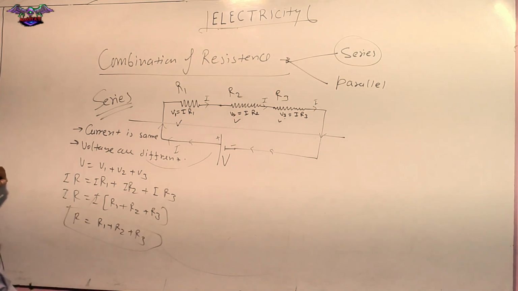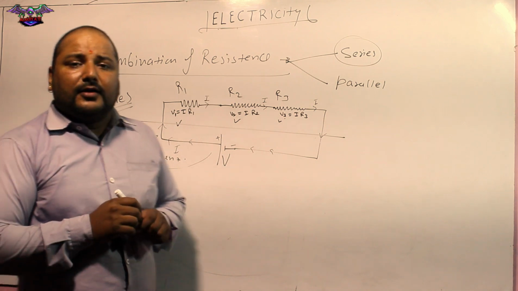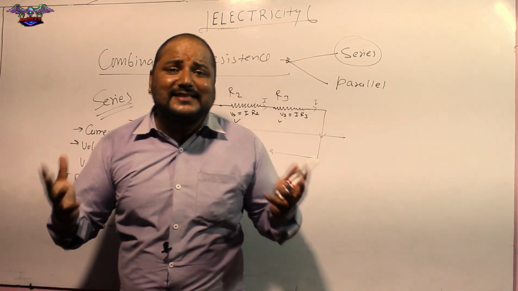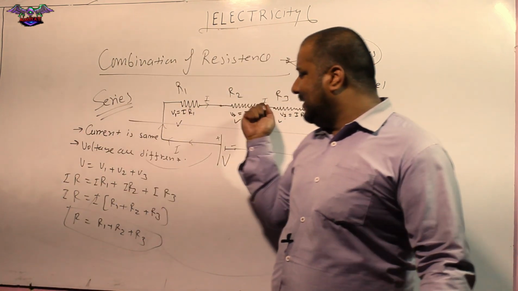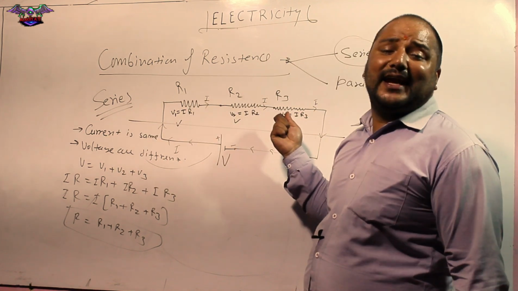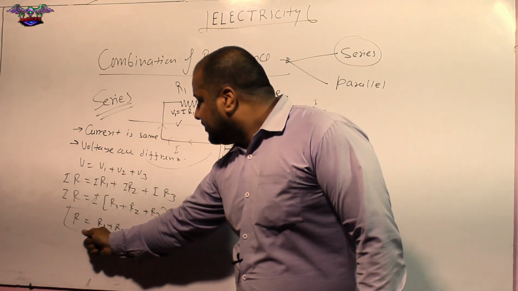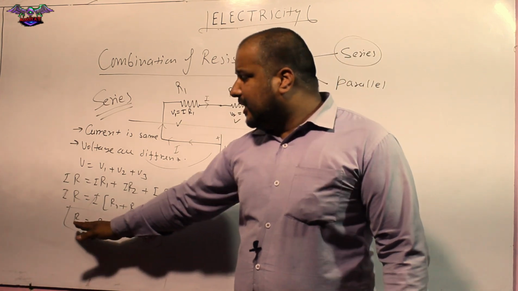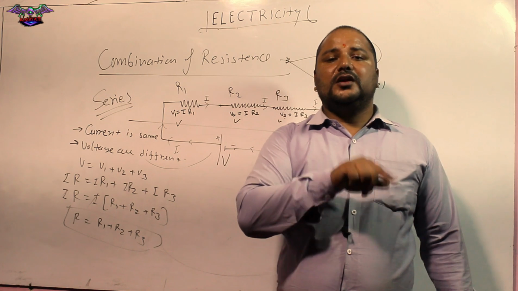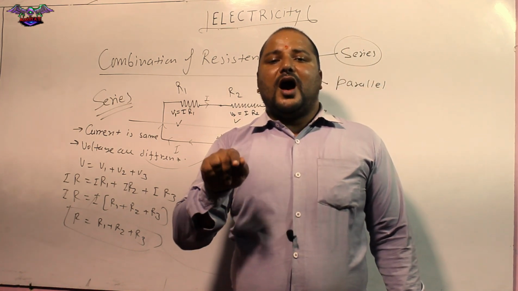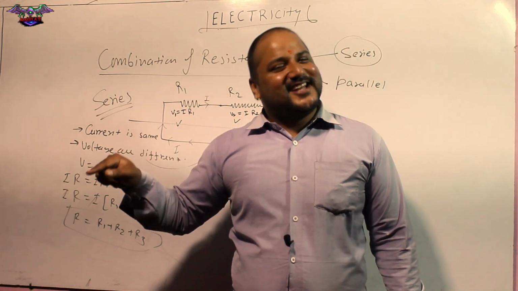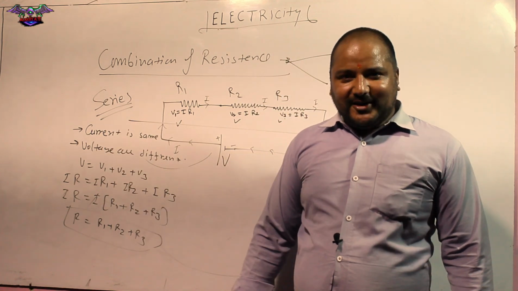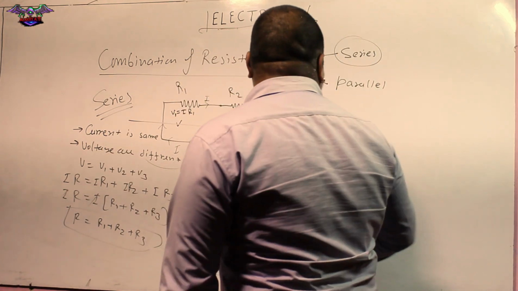That means whenever you join one or more resistances in series, you can get the total resistance by just adding all the values of the resistances. That means what is the formula for series? R equal to R1 plus R2 plus R3. Got it? Now for the parallel circuit.